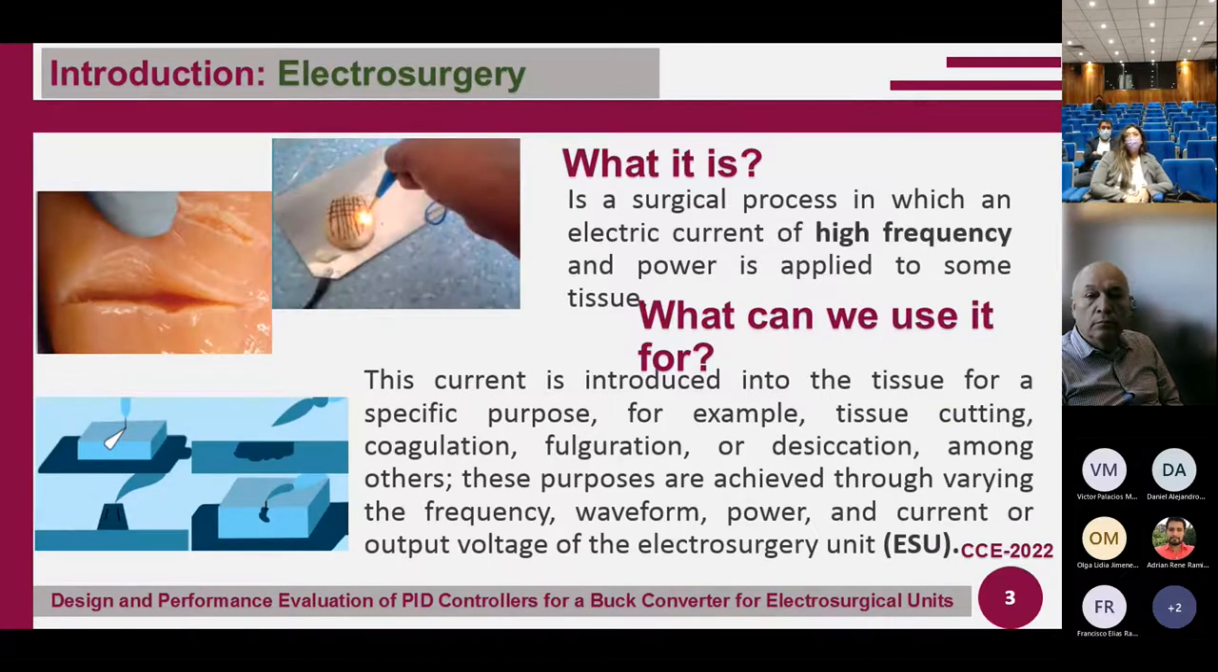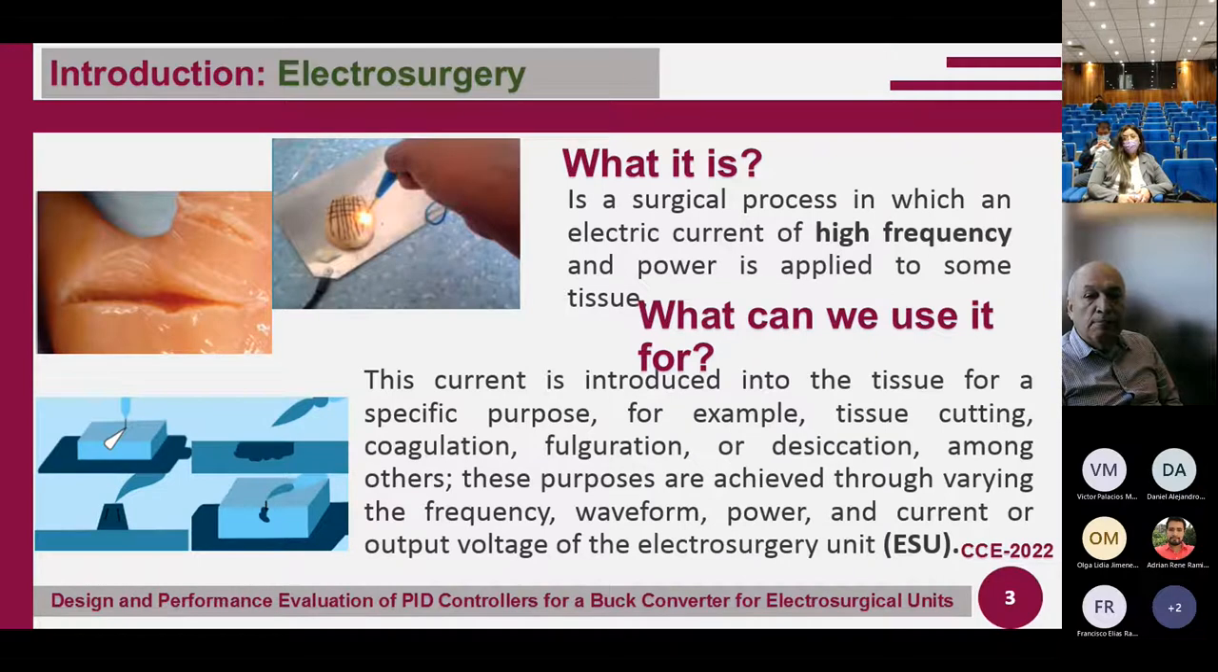What is electrosurgery? Electrosurgery is a surgical process in which an electric current of high frequency and power is applied to some tissue. This current is introduced for a specific purpose, for example cutting, coagulation, fulguration, or desiccation, among others. This purpose is achieved by varying the frequency, the waveform, the power, and the current output of the electricity.